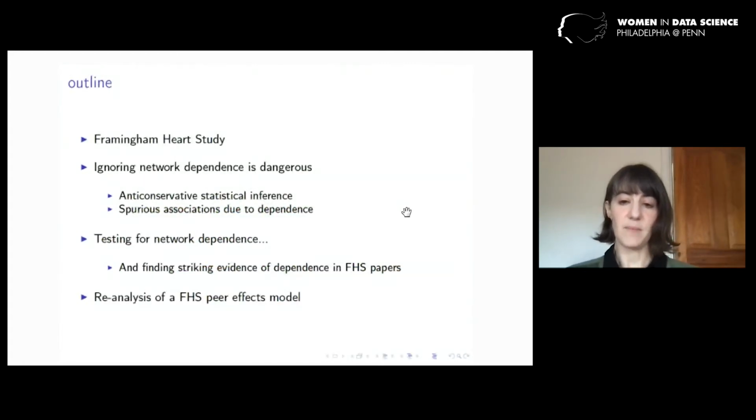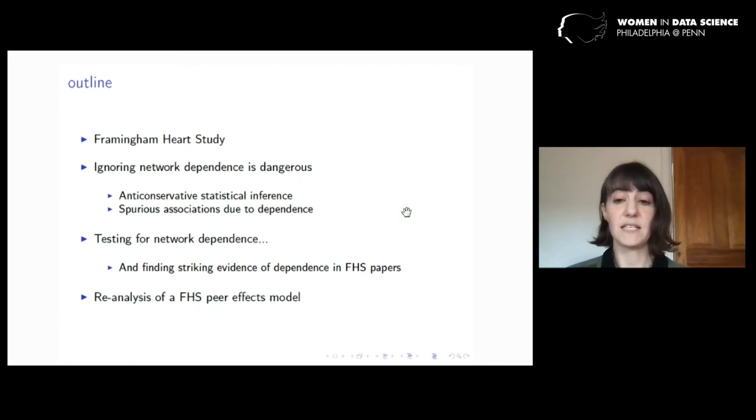So I'll use the Framingham Heart Study as a running example and tell you a bit about that study first. Then I'll explain two things that can go wrong when researchers analyze data without fully accounting for the dependence in the data. The first is anticonservative statistical inference, and the second is spurious associations. And I'll explain what I mean by those terms when I get to that.